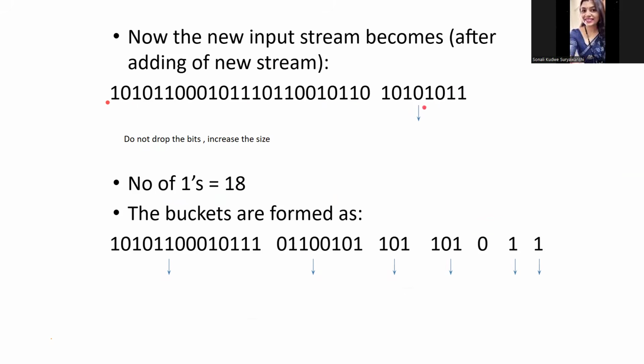And you can clearly see that there are total 18 ones in the window. So we know the combination of 18. So we'll have to find out the combination of 18. Again, you can do the same thing. Each bucket can be repeated for, let's say, 2 times.